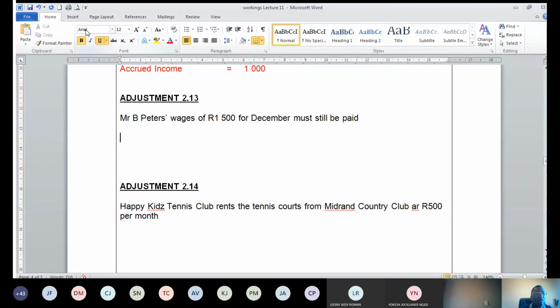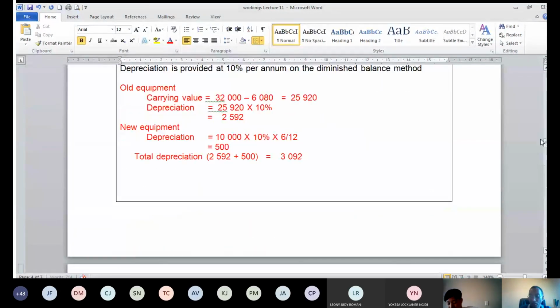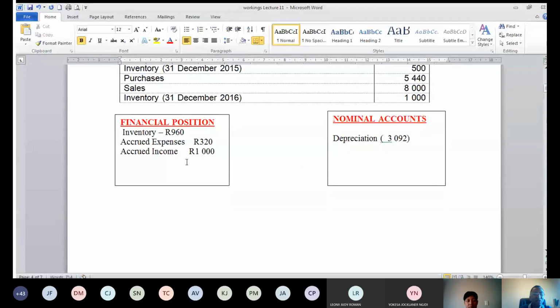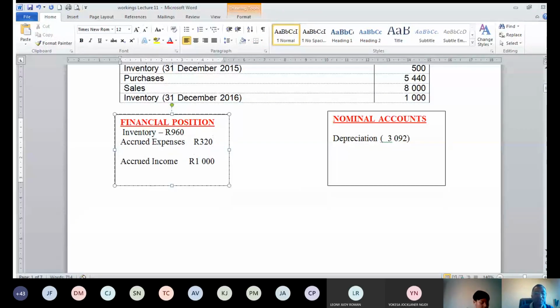Mr. B. Peters's wages of 1,500 rand for December must still be paid. So we must still pay this amount of wages, and that will fall under the category of accrued expenses. Our accrued expenses is the amount of 1,500 rand. Update your trial balance quickly or your list of accounts. Remember, we had accrued expenses already. That 320 rand was due to the interest on loan that was not paid. Now we will have more accrued expenses. A further 1,500 rand is now accrued expenses.